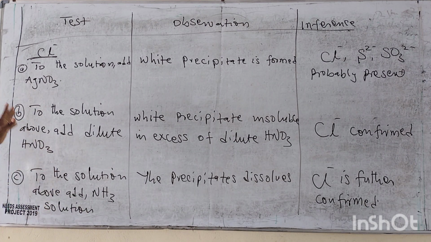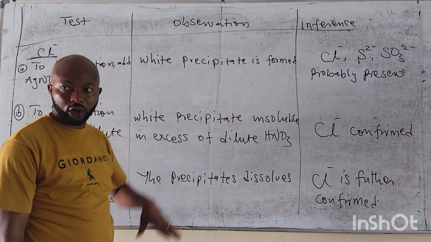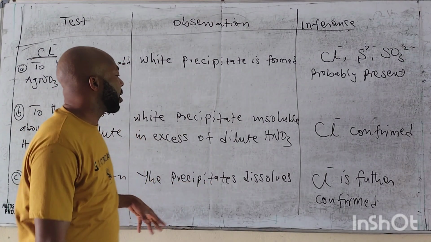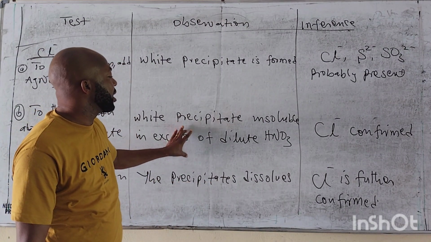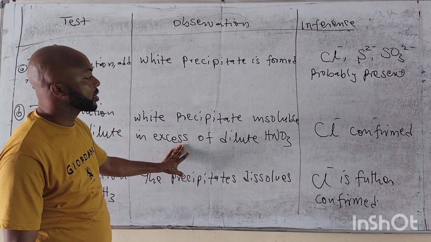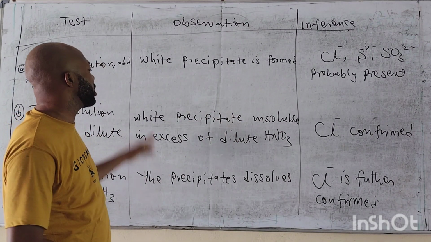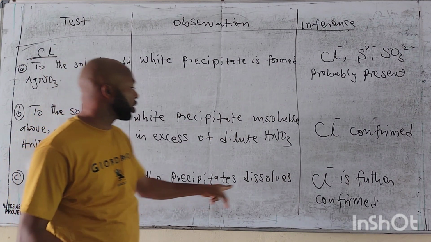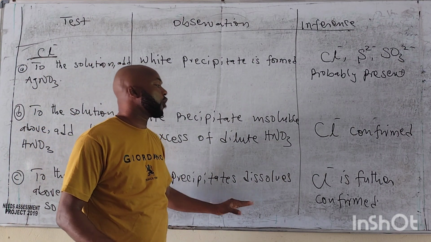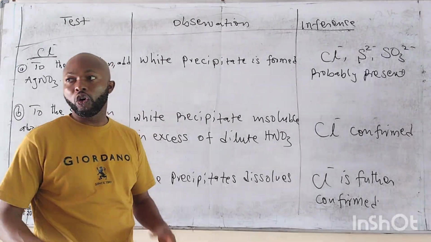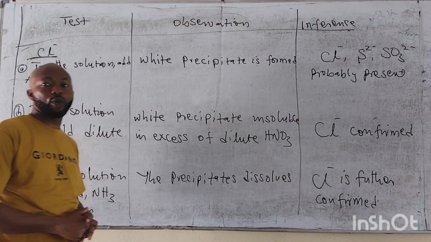When you add ammonia solution, the precipitate now dissolves. So ammonia will now dissolve it. Remember here, it is insoluble in essence, and we have chlorine there. But once we add ammonia solution, this white precipitate will now what? Dissolve. And when it dissolves, we say chlorine is further confirmed.